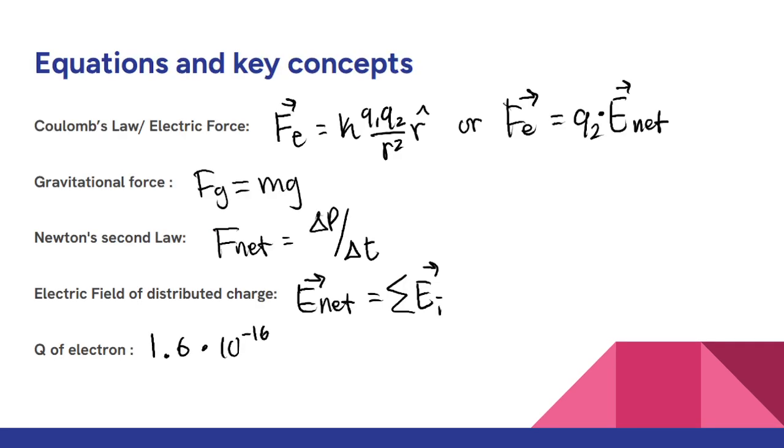Alright, so the equations and key constants you had to know were Coulomb's law and electric force, which is the force on the electron equal to the constant times the first charge multiplied by the second charge divided by the distance squared times r hat, or just the second charge times E net. The gravitational force is equal to mg. Newton's second law says the net force equals the change in momentum divided by the time difference. The electric field of a distributed charge, E net, is all the electric forces added, which is just superposition. And the charge of an electron is 1.6 times 10 to the negative 16th.